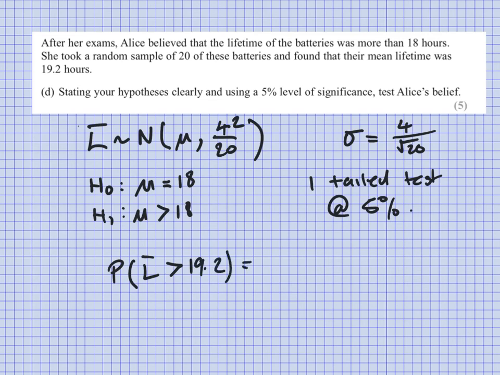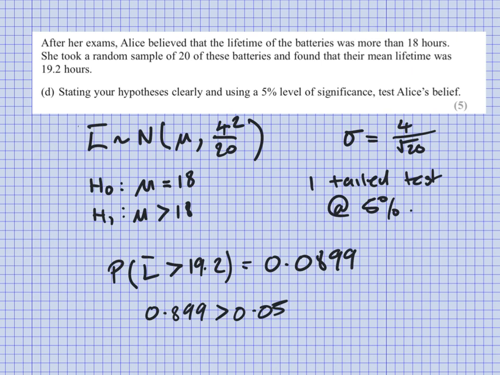And we can just go straight ahead and do that on the calculator. And I get 0.08 something, 0.0899. Okay. 0.0899 is more than 0.05. No, that's the cutoff point, the significance that we're looking for. And so there is no evidence to reject H naught.